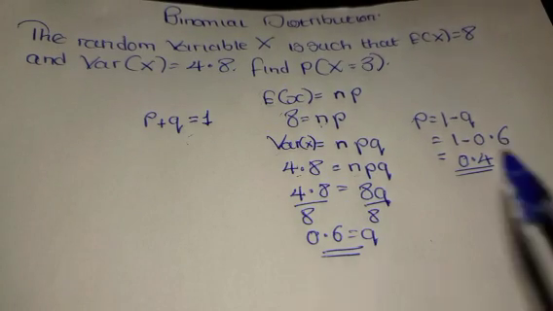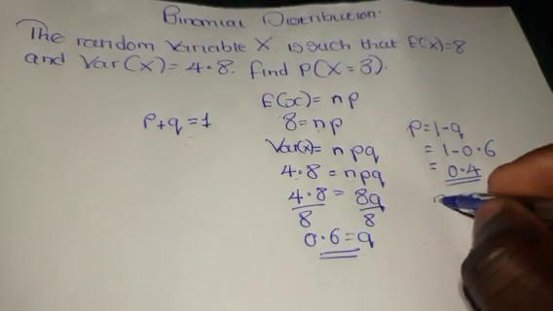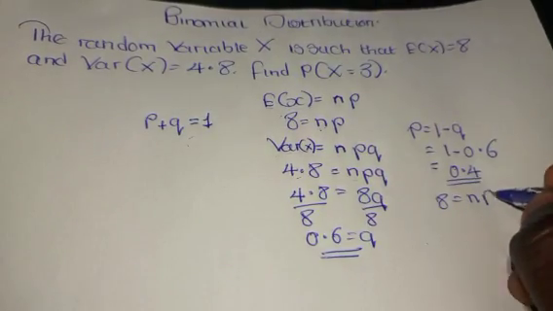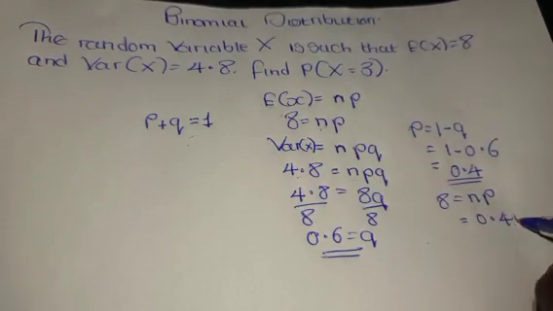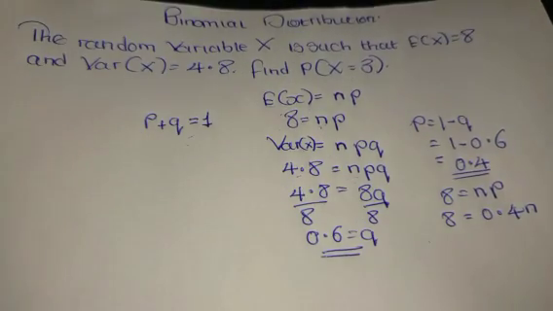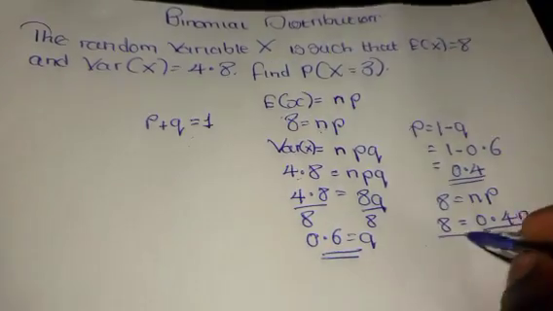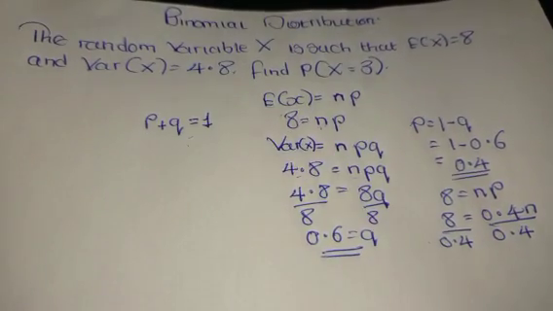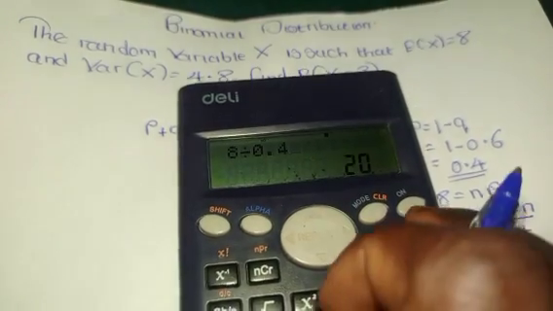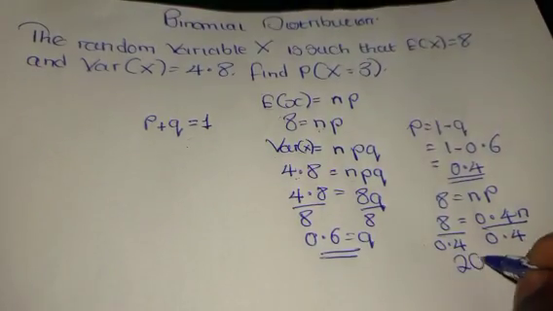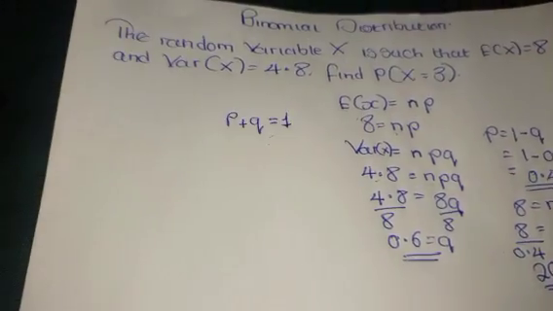You will now find the number of events, in that 8 is equal to np, where the value of p is 0.4, so 8 equals 0.4n. So we will now divide both sides by 0.4. If you divide 8 by 0.4, you get 20. So 20 is the number of events given in this particular question.